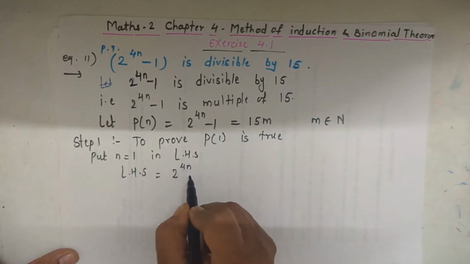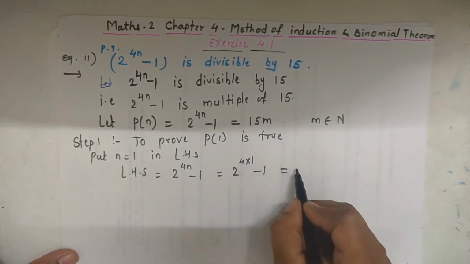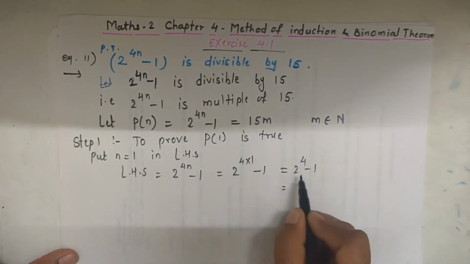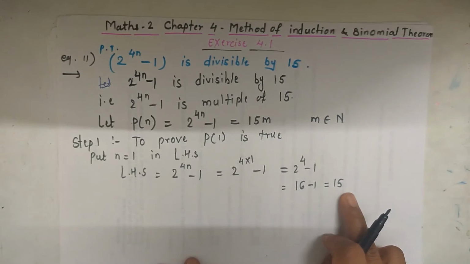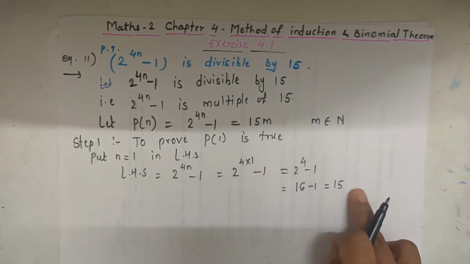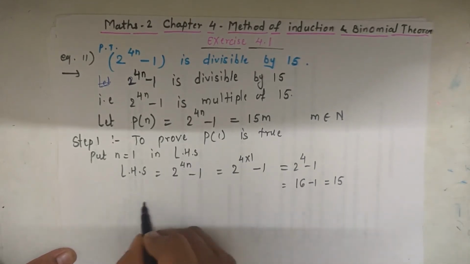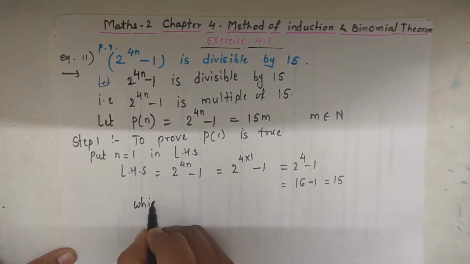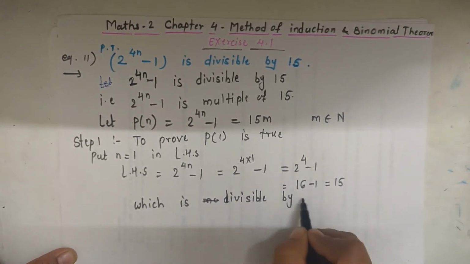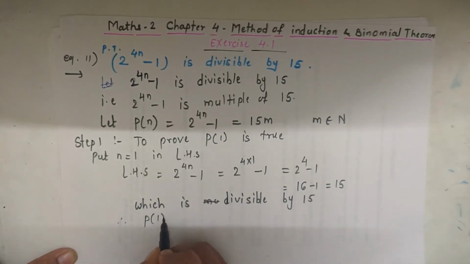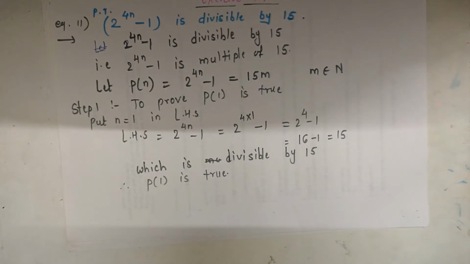When n is equal to 1, then 2 raised to 4 into 1 minus 1 is equal to 2 raised to 4 minus 1. 2 raised to 4 means 16. 16 minus 1 is equal to 15. 15 is a multiple of 15. 15 can be written as 15 into 1, which is divisible by 15. Therefore P of 1 is true.